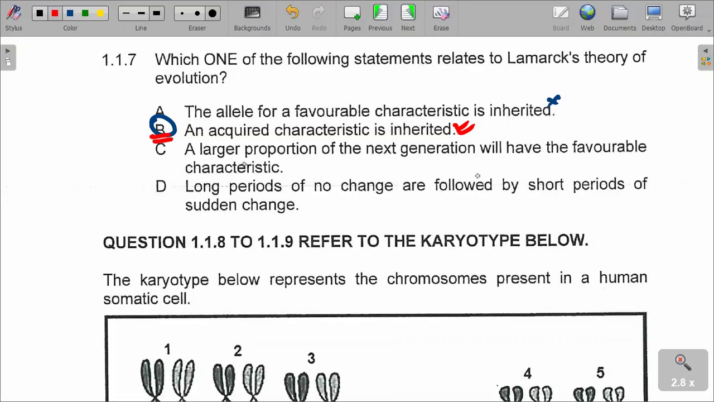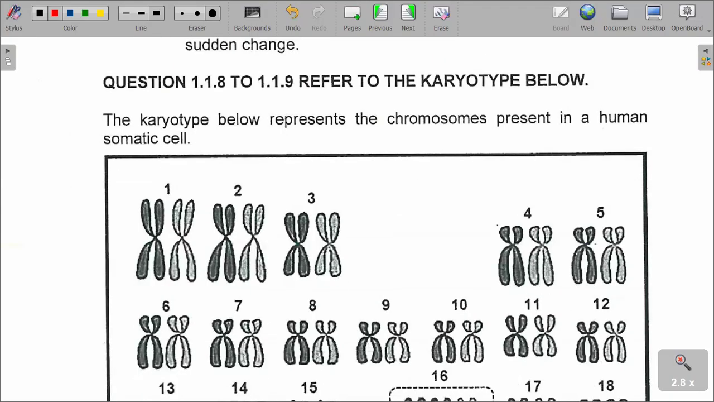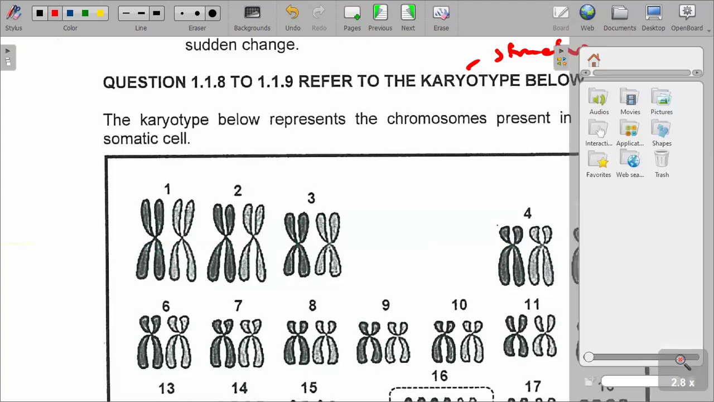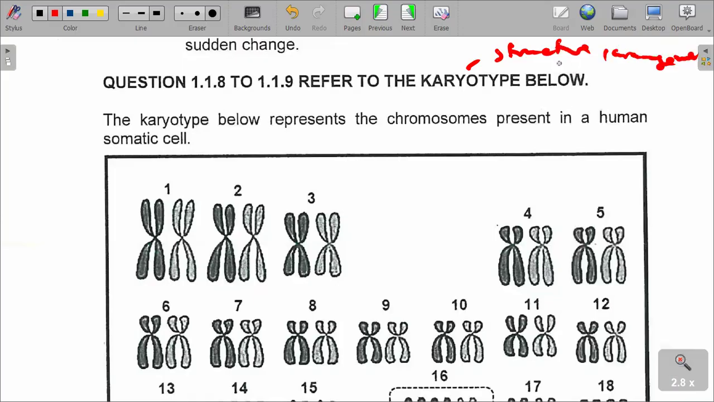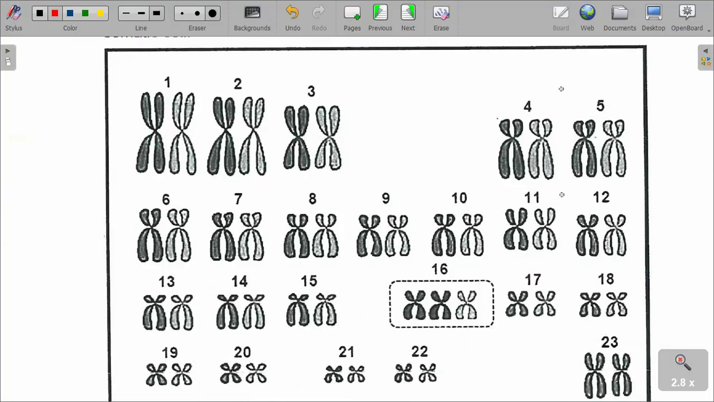Acquired characteristics are inherited. And then we have got question number 8, karyotype, the structure and arrangement. We are saying the karyotype, we look at the structure, we look at the arrangement, we look at the shape. It is the structure, it is the arrangement, and also the shape of what? Of the chromosomes.